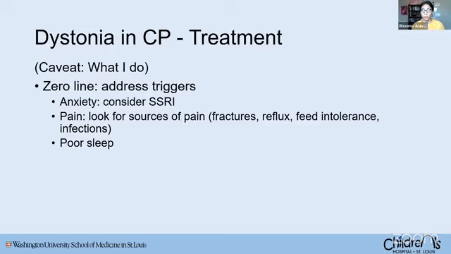The stress from poor sleep will worsen dystonia. So I am vigilant about optimizing sleep in our kids with CP, as a dystonia treatment and also as a quality of life issue, but really as a dystonia treatment. I think these things need to be optimized before we start talking about tone meds as well.